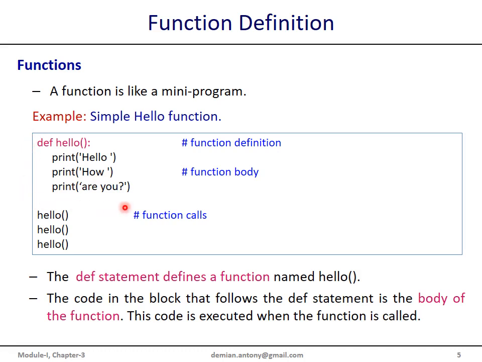With respect to this function definition, the first line of a function definition is called the function header. The function header contains the function definition keyword def followed by the function name and optional arguments which are enclosed within parentheses and separated by comma. That's the delimiter. And the indented code represents the body of the function.